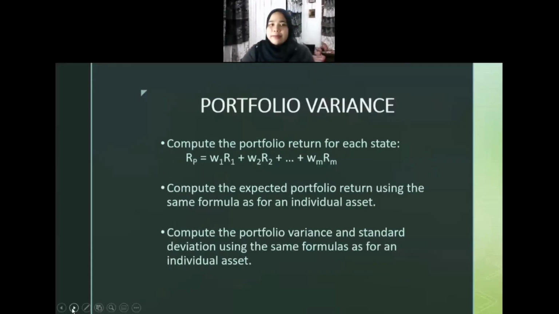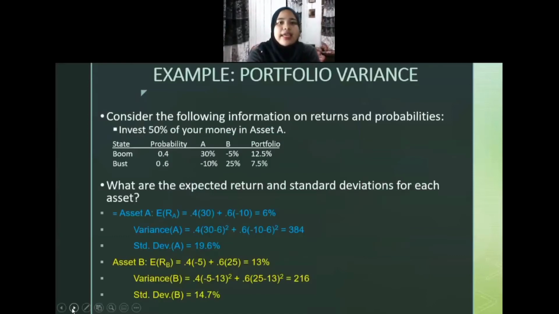We need to remember that to compute the expected portfolio return, the portfolio variance and also the standard deviation, we are using the same formulas as for an individual asset. Okay, so to make it more clear, let's take a look at another example of portfolio variance.